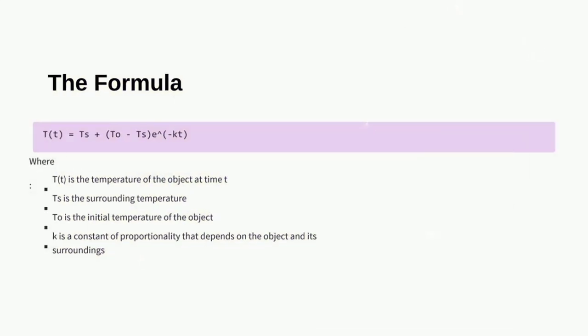Next, the formula for Newton's law of cooling. T(t) = Ts + (T0 - Ts) e^(-kt), where T(t) refers to the temperature of the object at time t. Then Ts is the surrounding temperature. Next, T0 is the initial temperature of the object. Then k is a constant of proportionality that depends on the object and its surroundings.